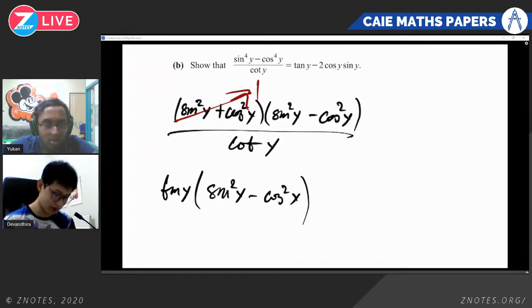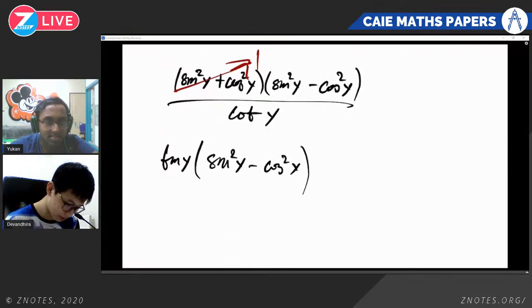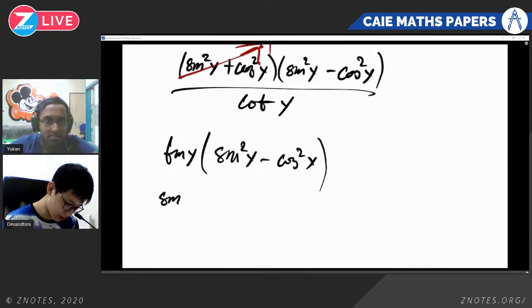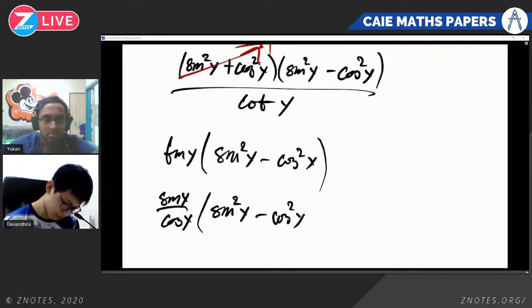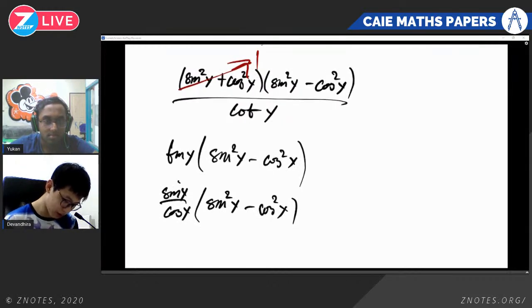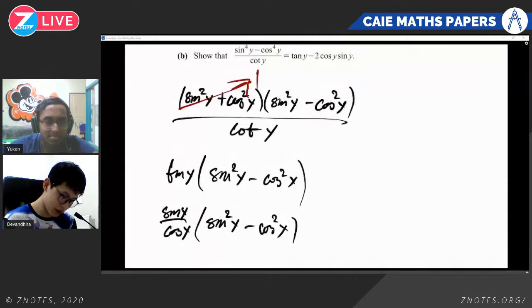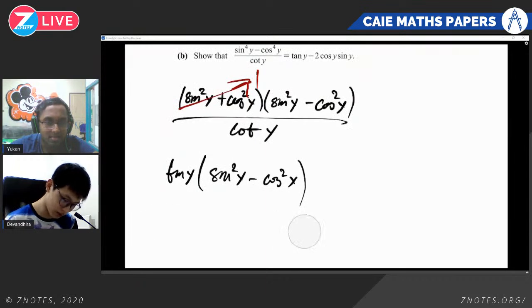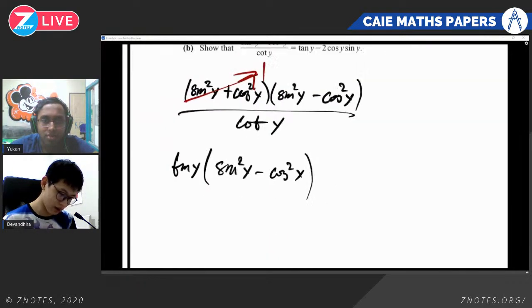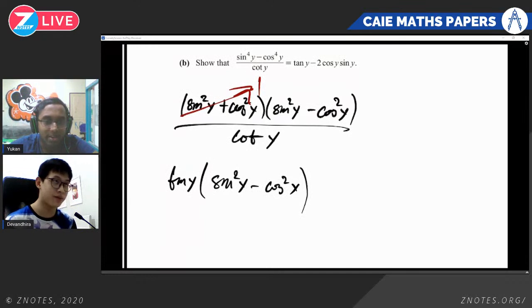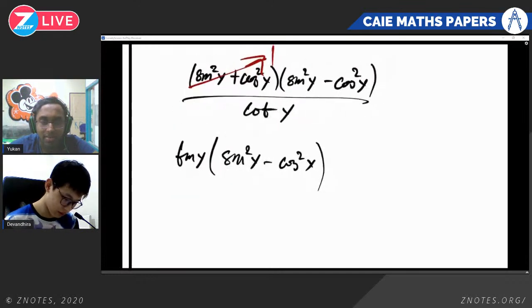What's the trick here? We can change tan y into sine over cos. Let's try doing that. Sine y over cos y, times sine square y minus cos square y. But even if we do this, we'll have a sine cube y. Oh yeah, that multiplies. So that means that's not the correct way. So we can change sine square to 1 minus cos square.